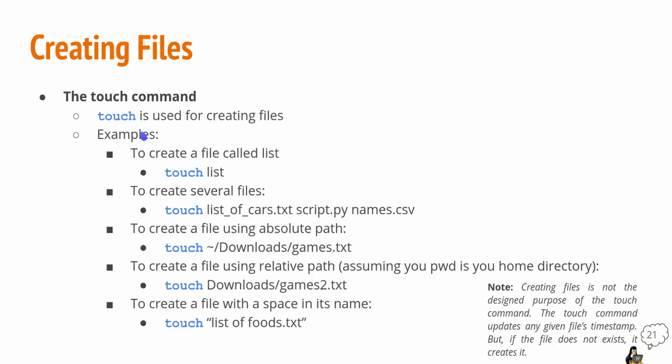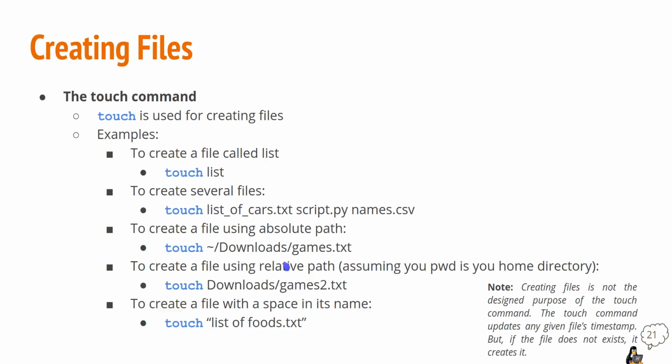For creating files we use the touch command. To create a file called list you use touch list. To create several files all you have to do is provide their file names divided by a space, and to create a file with an absolute path, all you have to do is provide the absolute path of where you want to create the file plus the file name.